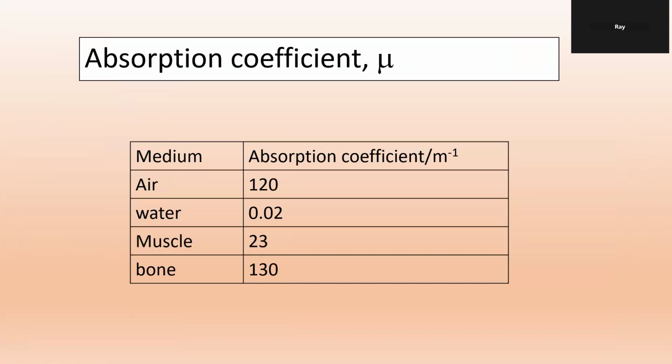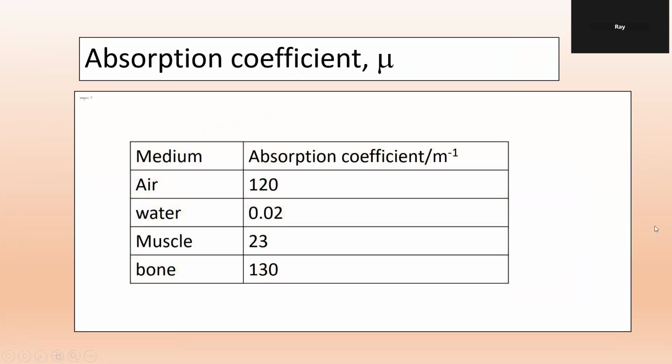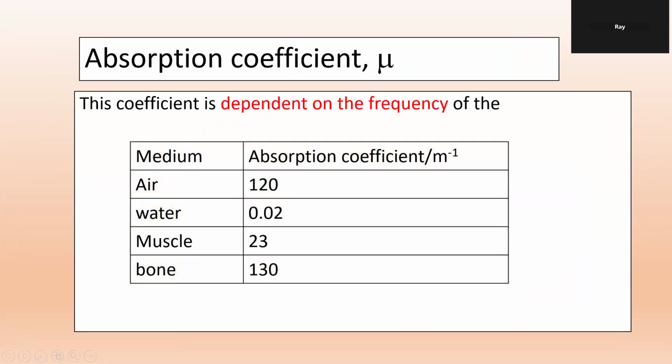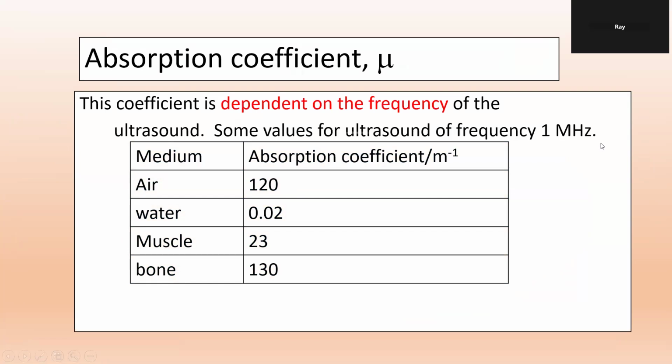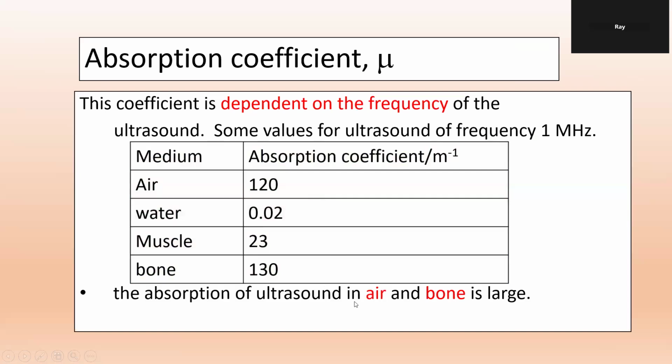That one is in your syllabus, in the data sheet. Right? For air is quite large. For bone is also quite large. For water is very small. This coefficient is dependent on frequency of the ultrasound. Some values of ultrasound frequency, right, in megahertz range. Absorption of ultrasound in air and bone is large. Right? You can see that. Large absorption coefficient.